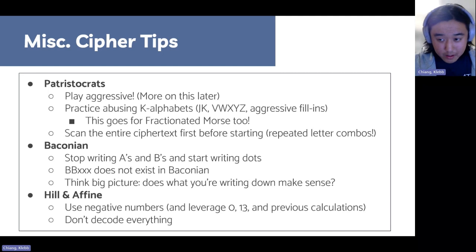Okay. The other bit of advice is don't decode everything. You really don't have to, right? Just decode enough to where you can see what the answer is. In my experience, that's around 60%. You shouldn't need to decode more than around 60% of a Hill or affine. Affine maybe even less, because it has aristocrat rules.